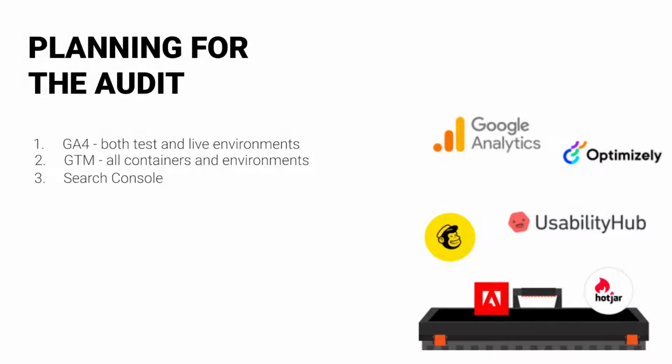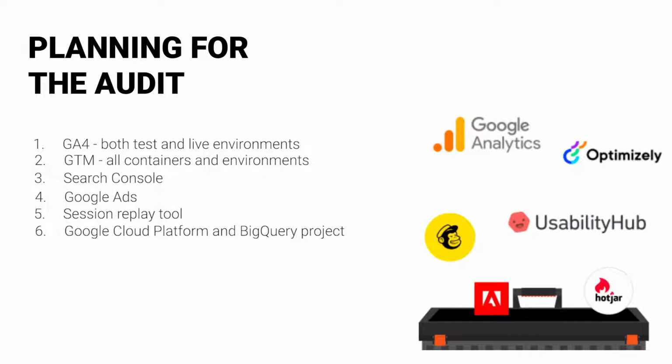Then there are other products that we should also get access to if we can, such as Search Console, especially if it's not been linked to GA4. Google Ads. You need access to Google Ads to actually validate some of the tags in GTM if they're using Google Ads for marketing purposes, and also to check things like auto tagging. Valuable solutions: if they don't already have one, I would certainly recommend adding one, such as Microsoft Clarity, because that's a free solution. Google Cloud Platform and BigQuery projects. If they plan to export more data from GA4, then this is going to be essential.